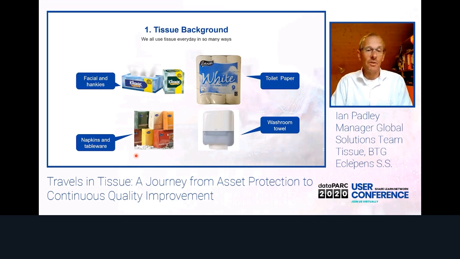In fact, you will know the tissue industry even if you're working in another process industry here, because you use tissue industry products every day in your everyday life, at work and at home. Some of the typical products are shown here. These will include bathroom tissue, or toilet paper as we'd call it in Europe, facial tissue, hankies, napkins and tableware in the away from home sector as well, and the ever more popular kitchen towel and washroom towel products.